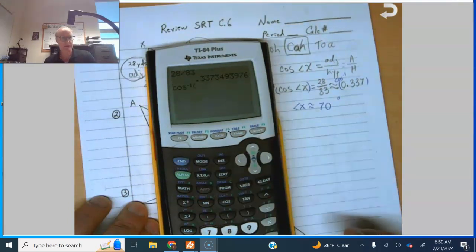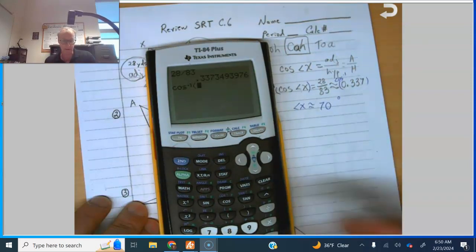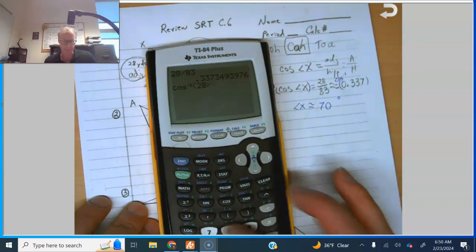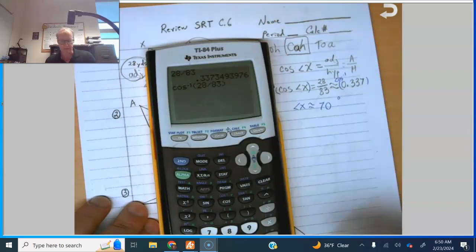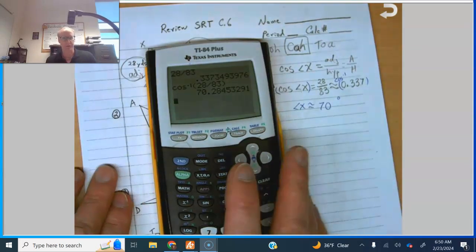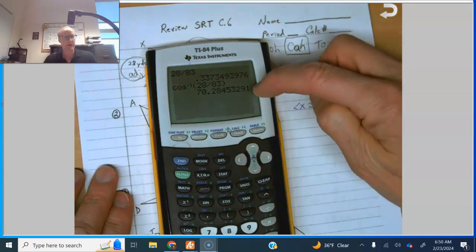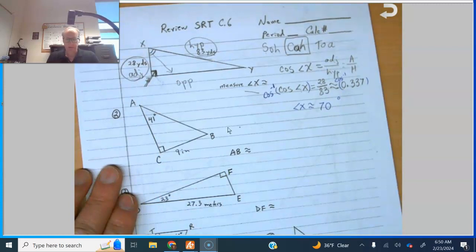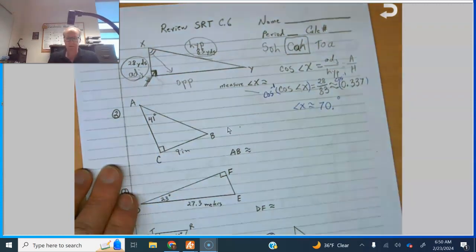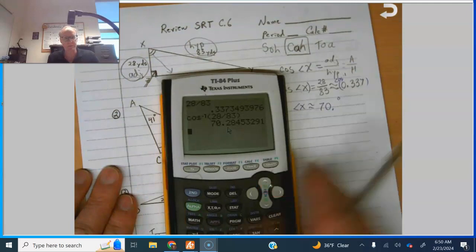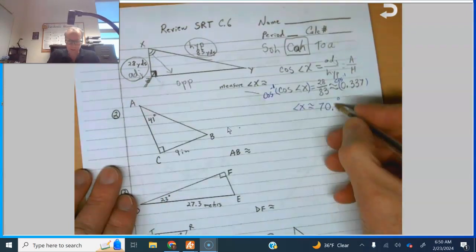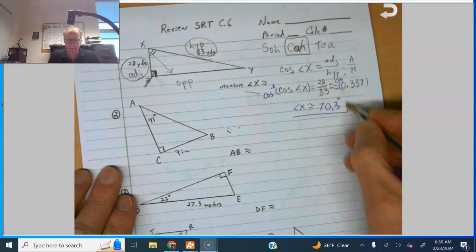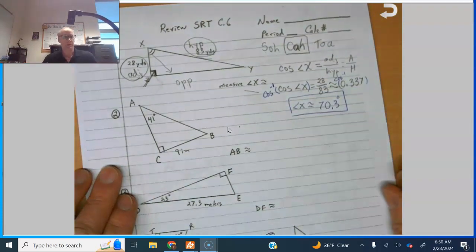Inverse cosine of that decimal, or I could just put in the fraction, 28 divided by 83. I could type in the decimal, or I could put in the fraction, and this is the inverse cosine, 70.28 degrees. This is actually accurate all the way out to that 1, assuming that the sides are accurate. So 70 point 28, I'm going to round it to 70.3 degrees. And there you go.